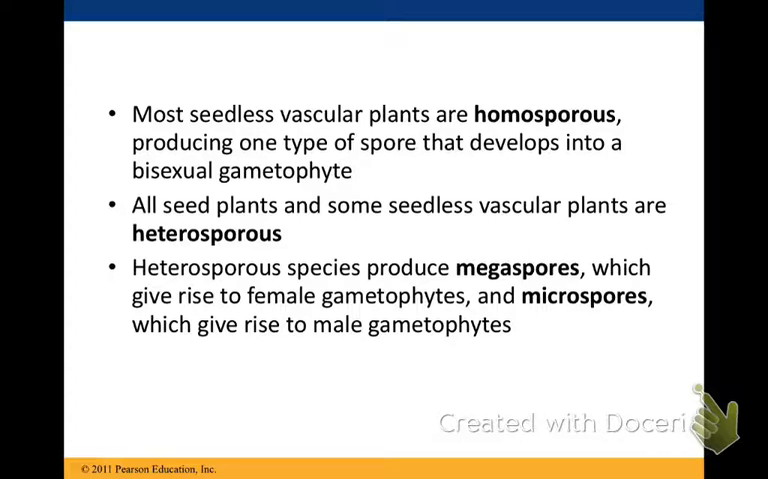So most of the seedless vascular plants are what we call homosporous, so they only produce one type of spore that will develop into a gametophyte that makes both antheridia and archegonia, whereas all seed plants are what we call heterosporous. That means you have a separate male gametophyte and female gametophyte. Okay, these heterosporous species have megaspores, which will develop into the female gametophyte, and microspores, which will develop into the male gametophyte.